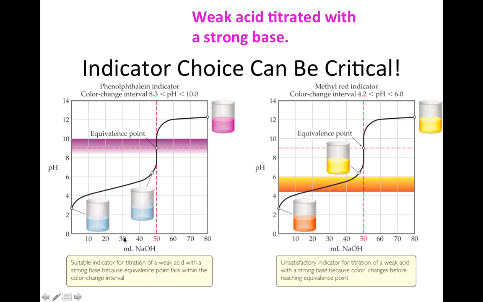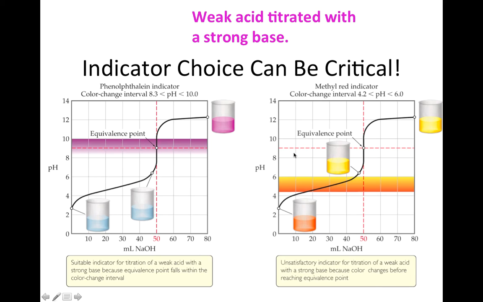Here's an example of a weak acid titrated with a strong base. So phenolphthalein changes color up here, and methyl red changes color down here. So based on this, we have phenolphthalein, which changes color right at the equivalence point. So that's the indicator dye that you want to pick. This methyl red is going to start changing color way before the equivalence point. So it starts changing to yellow. It's done changing to yellow before the equivalence point.